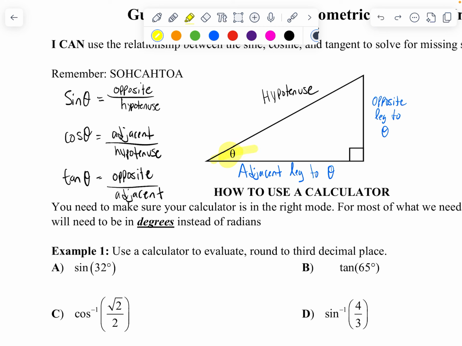When we say opposite, we're talking about all the way across the triangle on the opposite side. That is the opposite leg to theta. Adjacent means right next to, so if it's right next to theta, that's the adjacent leg. And the hypotenuse is always across from your right angle.